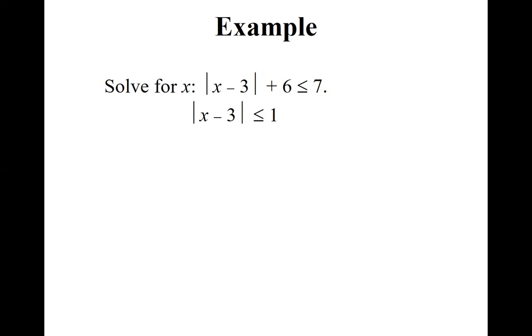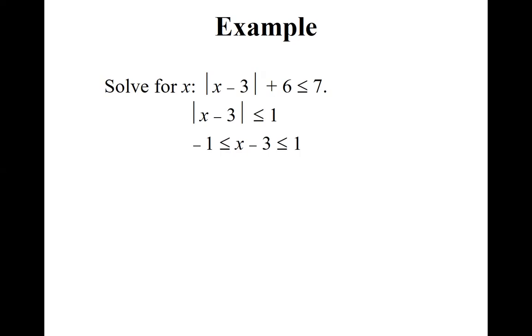Absolute value of x minus 3 is less than or equal to 1. No difference with the or equal to, except when we get to the end and do our answer, we'll have square brackets instead of parentheses. So drop the absolute value, add another less than or equal to onto the left side, and since we had a 1 on the right, we'll have a -1 on the left. X minus 3 is between -1 and 1, including both values.